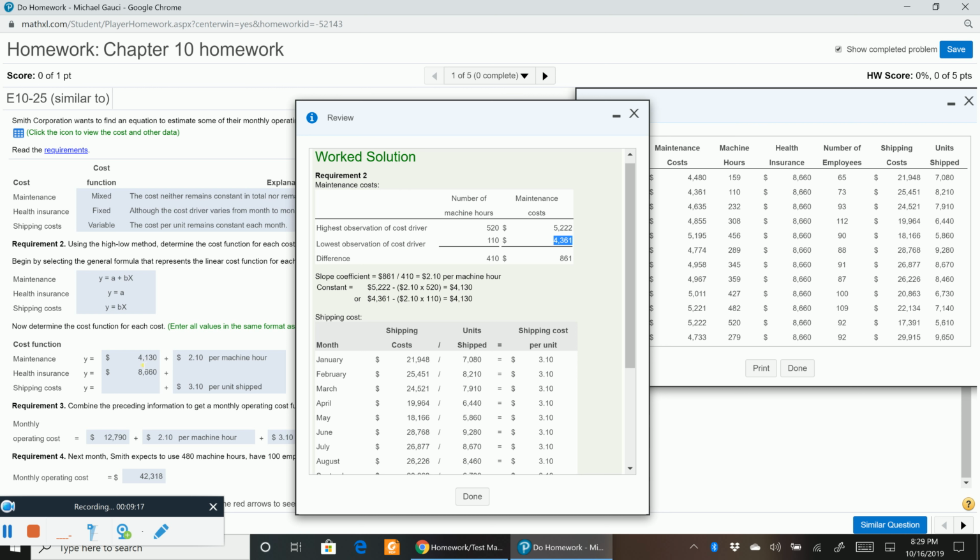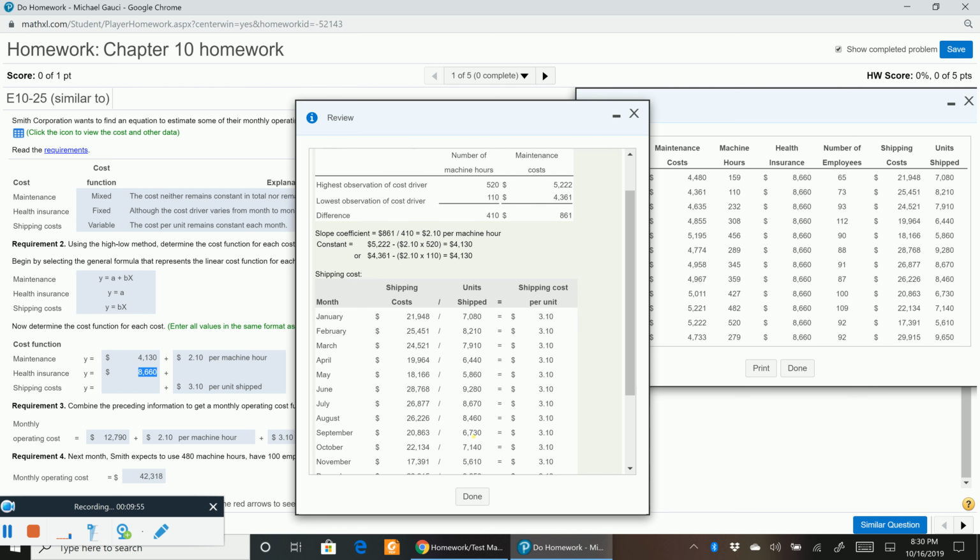So we have concluded that the cost formula for maintenance is total cost Y equals the fixed cost piece, $4,130, which we calculated using the high-low method, plus $2.10 per machine hour. The health insurance was fixed, so we see the health insurance is $8,660 across the board. And the shipping cost we said was variable. If you recall earlier, we did that math.